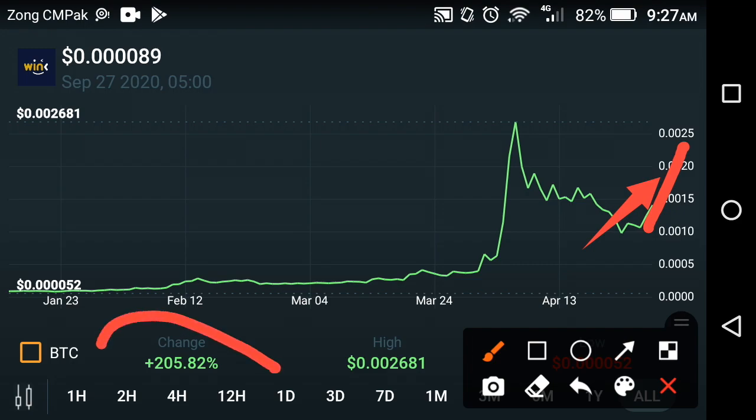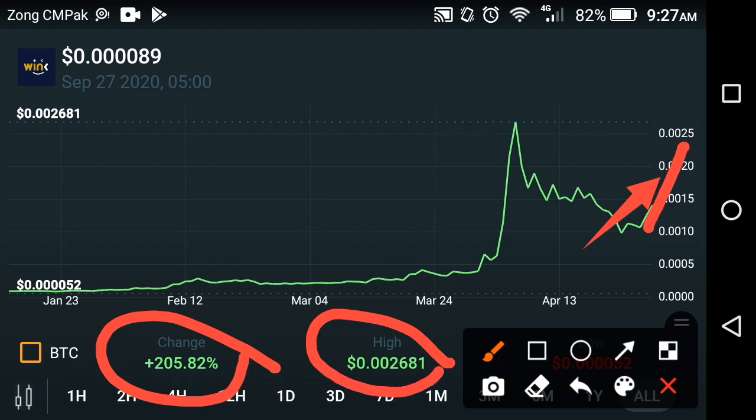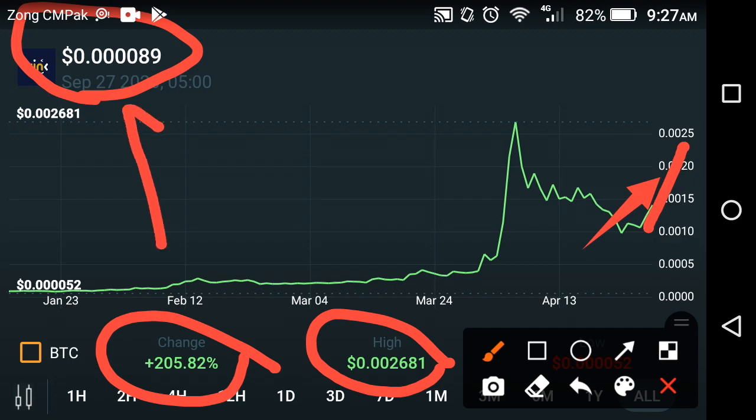And if we talk about the average change over the lifetime, it is about 205.82% positive change in the Wink Link coin over the last 1 month. In the same way, if you look, the highest price of Wink Link is about 0.002681 USD. And as you can see here, the current price is 0.00089 USD. That is the current price and that is the highest price. So a very big change, a big fall, occurred in the Wink coin over the previous last 1 week period, friends. So I hope this video is helpful for you.